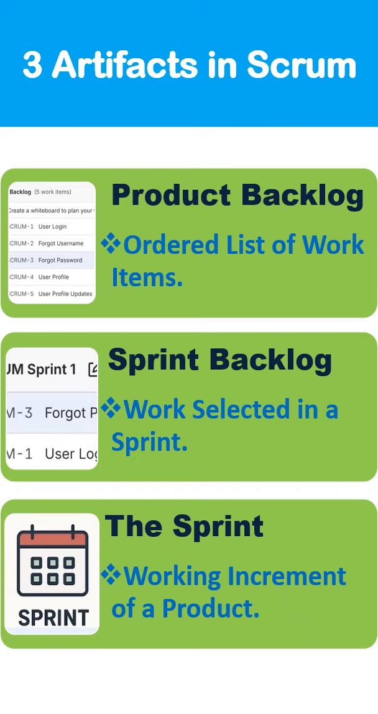Third set of these are the three artifacts, the three key artifacts. We can say the product backlog, which is basically an ordered list of work items, a master list, a master to-do list, we can say. A sprint backlog, that is the work selected by team in a sprint to meet the sprint goal. And finally, the sprint, which is basically a working increment of a product.